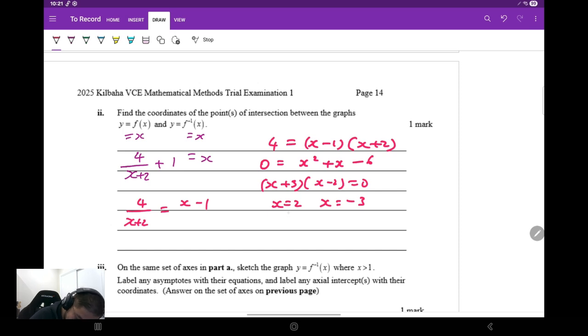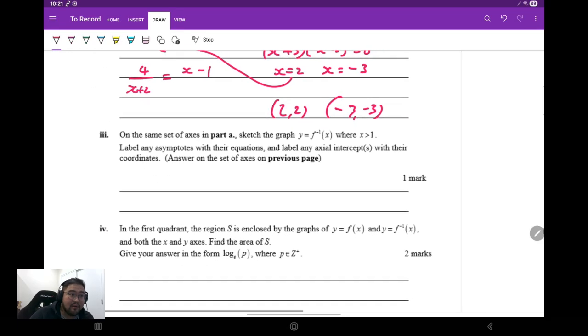So from here, if we plug 2 back into here, we get 4 over 4 plus 1. So that means (2, 2) is your coordinate. And if we substitute negative 3 into there, we get (negative 3, negative 3). So we can substitute back in. On the same set of axes, sketch the graph where the inverse is where x is greater than 1.